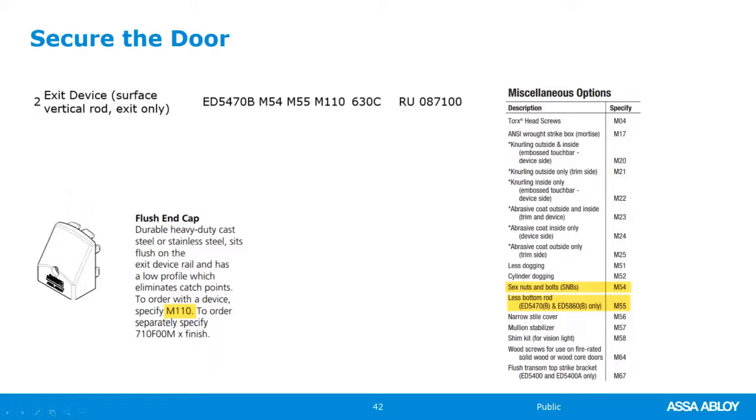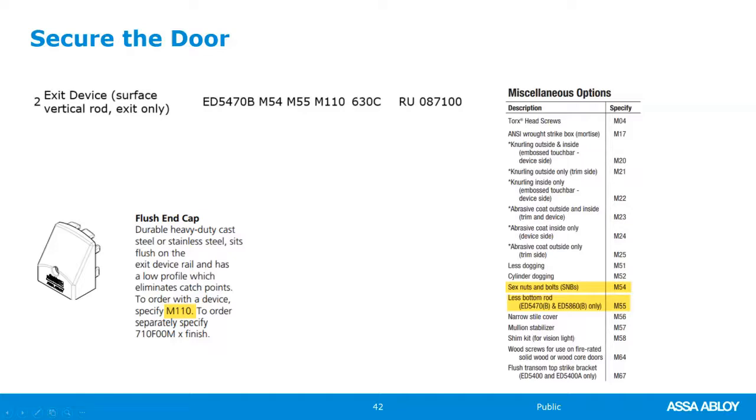The M110 is the flush end cap, which is heavy duty. Exit devices do project off the face of the door, and when you're pushing stretchers, beds, carts through the opening, you want to have a heavy-duty end cap so that if it gets hit, it deflects instead of bending or falling off. So this will take considerable pounding compared to the standard end cap.